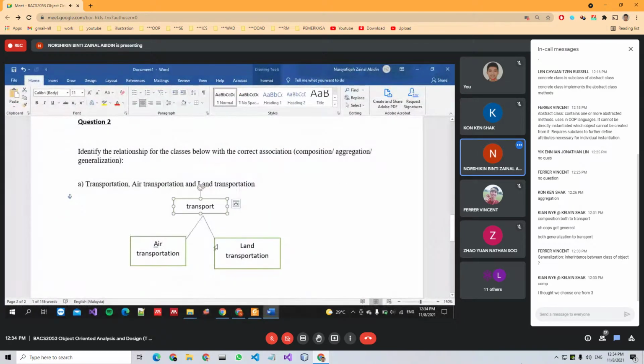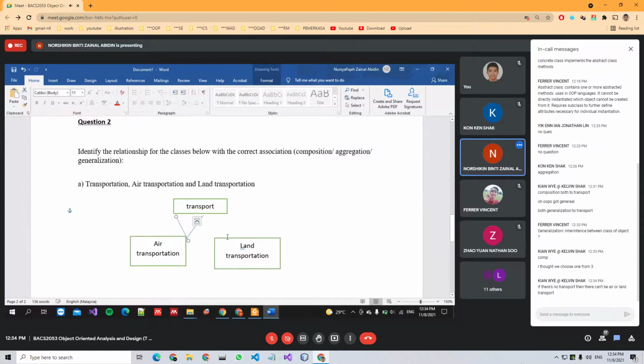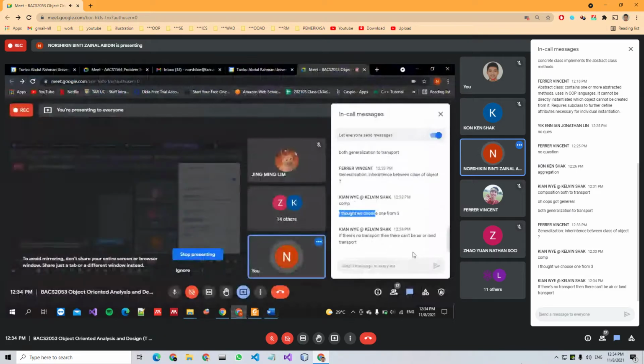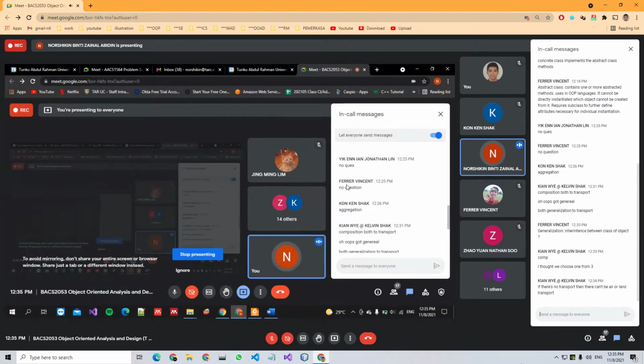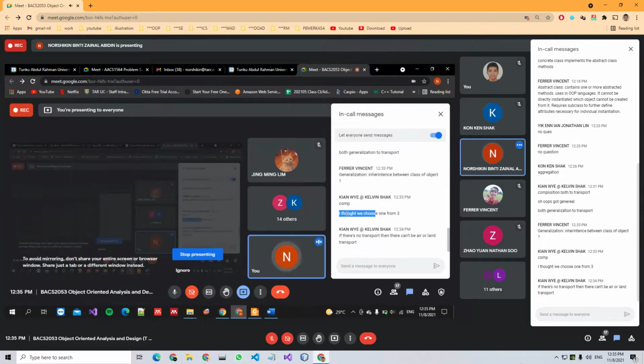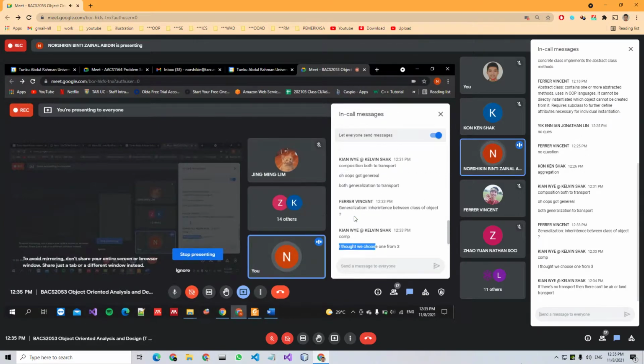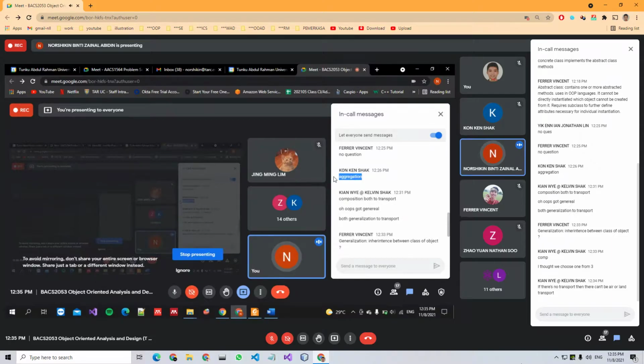Transport, can I delete? Wait, let me think. If I delete the transport, then there will be no air and no land transport. So other than this one, Konkenshak, what is your answer just now? Why did you say it is aggregation?